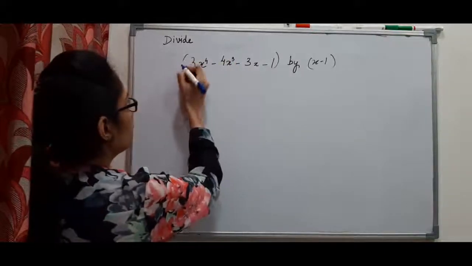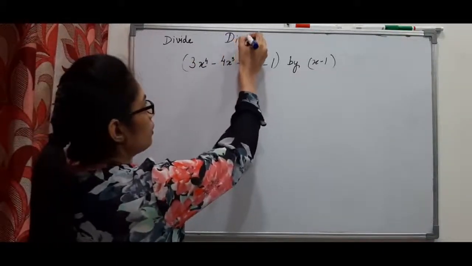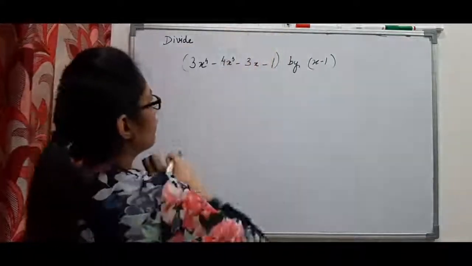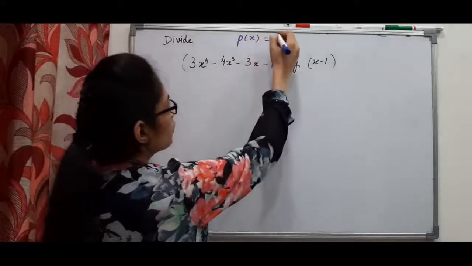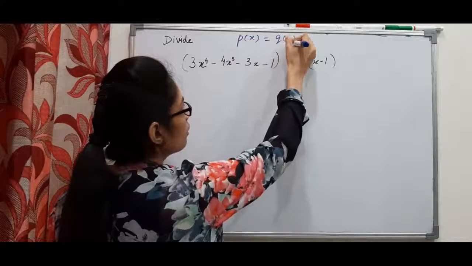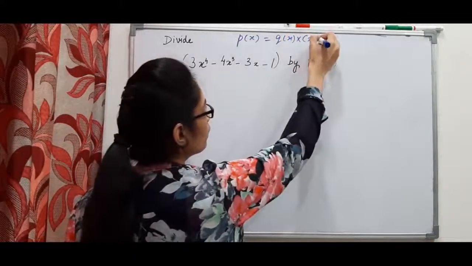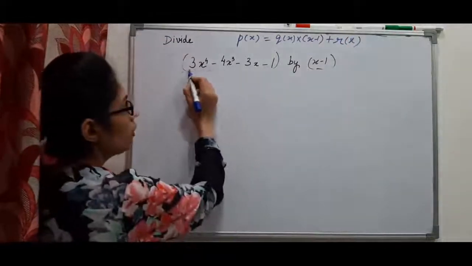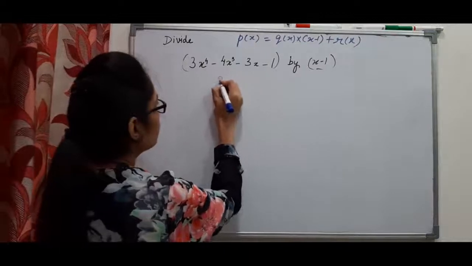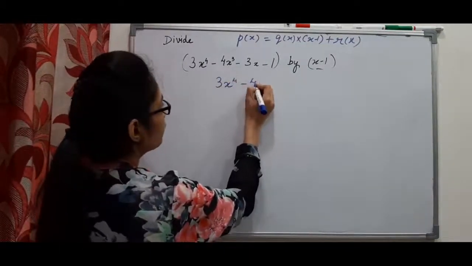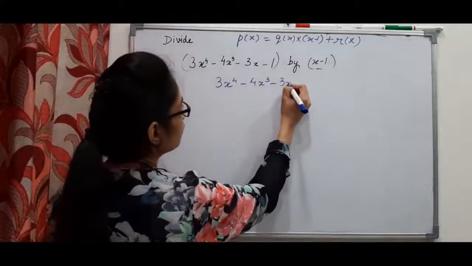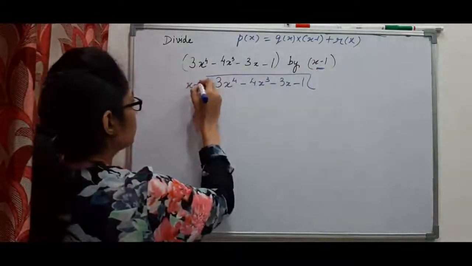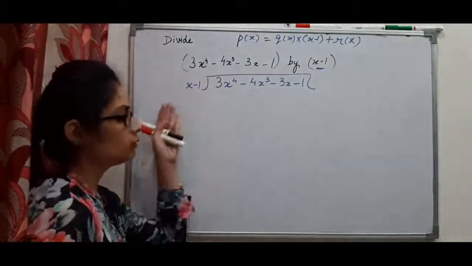So here I have given you one relation: dividend, or we'll write for polynomials Px, which is the dividend, is equal to quotient into the term with which you are doing division plus remainder. So this is your dividend, the inner term I will write down, 3x to the power 4 minus 4x cube minus 3x minus 1. This we have to divide by x minus 1. So x minus 1 is the divisor.